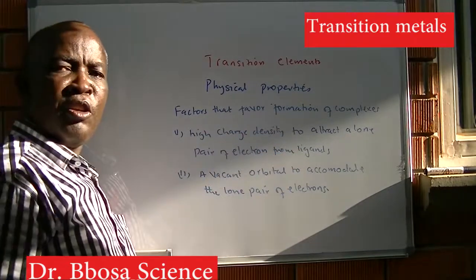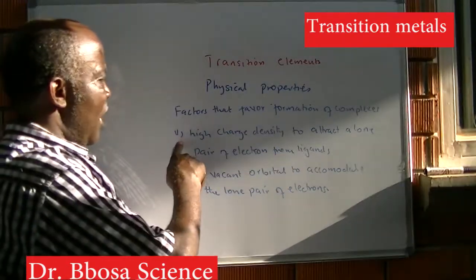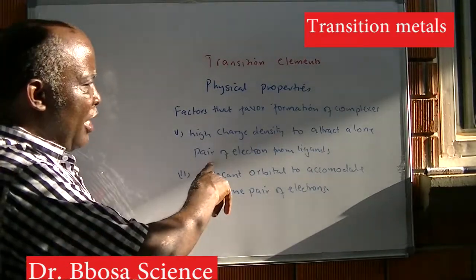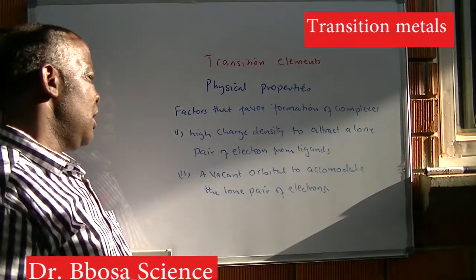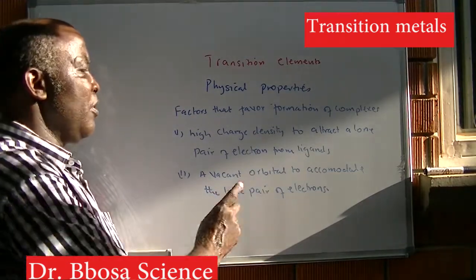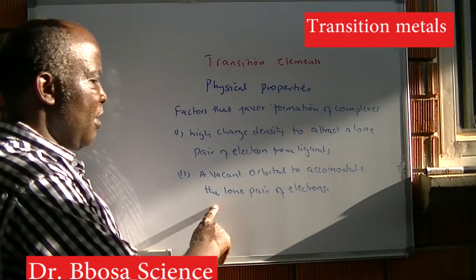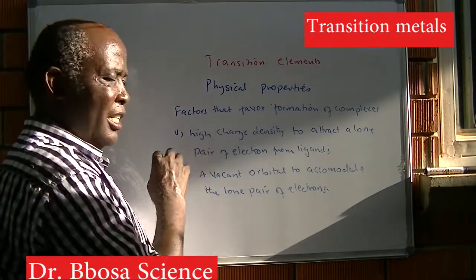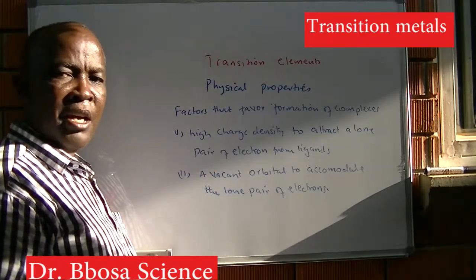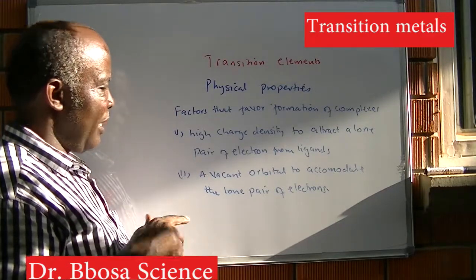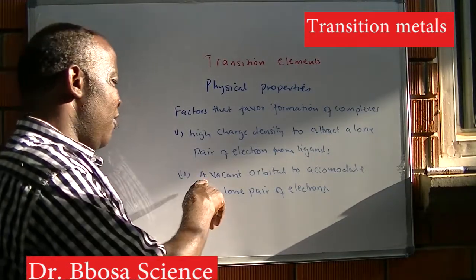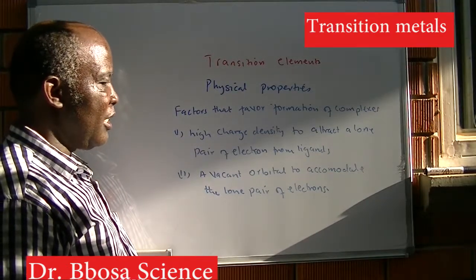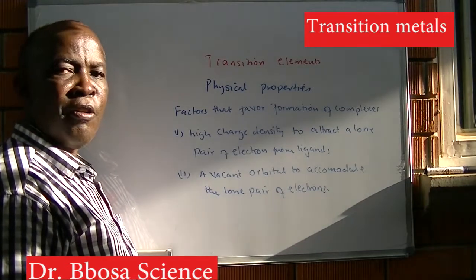Factors that favor formation of complexes. 1 is the high charge density to attract the lone pair of electrons from the ligands, and 2, a vacant orbital to accommodate a lone pair of electrons. Transition metals have got high charge density to attract a lone pair of electrons from ligands. They also have vacant d orbitals to accommodate a lone pair of electrons from the ligands to form a dative bond.